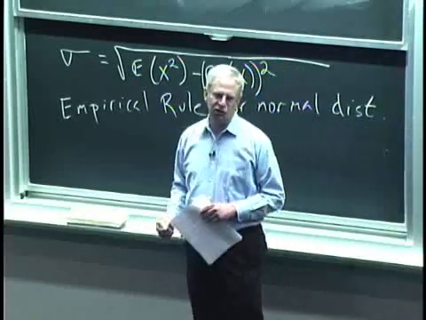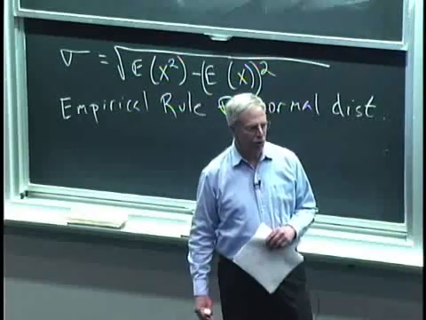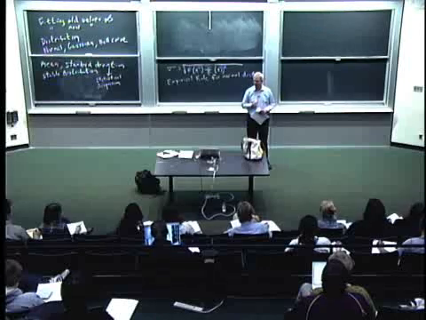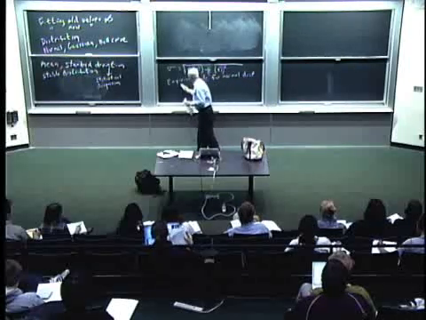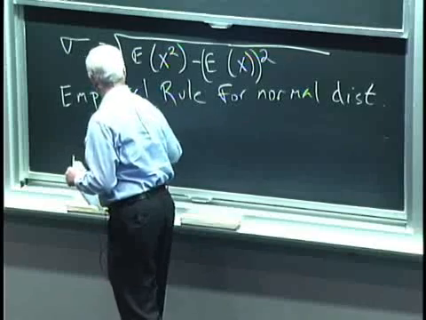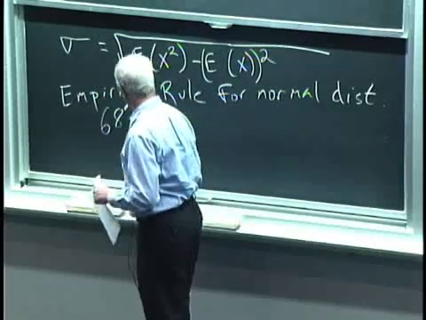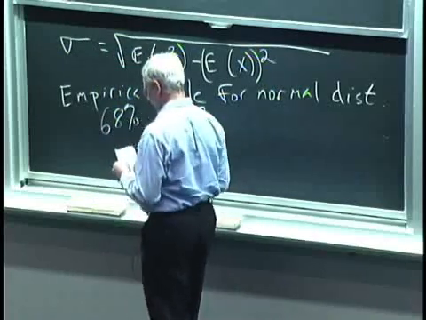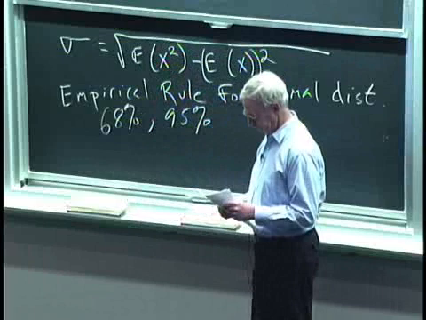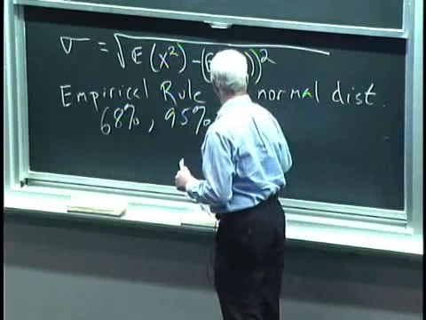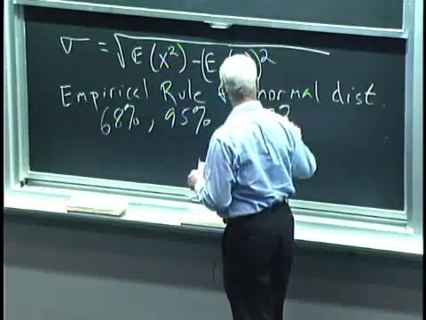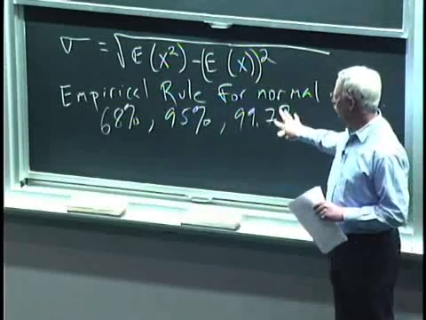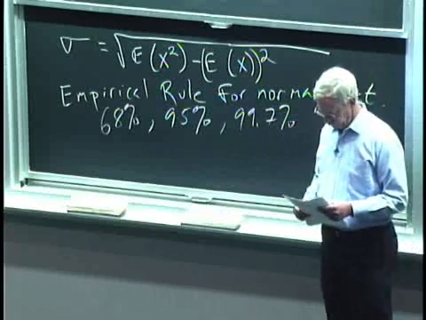So anyone know how much of the data you should expect to fall within one standard deviation of the mean? 68. So 68% within one, 95% of the data falls within two. And almost all of the data within three. These values are approximations, by the way.